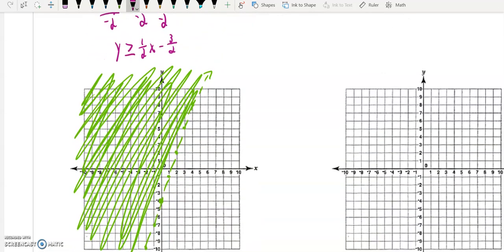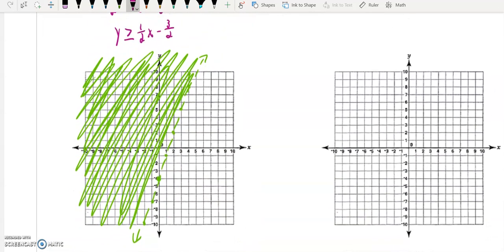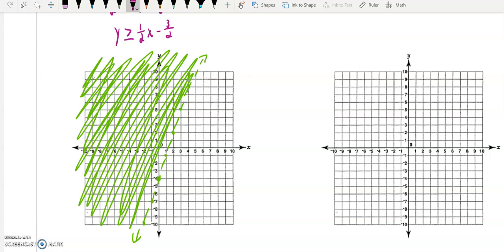Now it's time to graph that one. So my y-intercept is basically a -1.5. That's going to be right about here. And my slope is 1/2, so that's up 1/2, up 1/2.